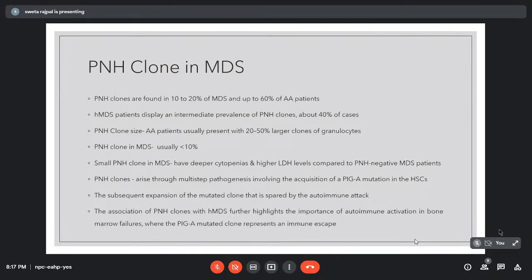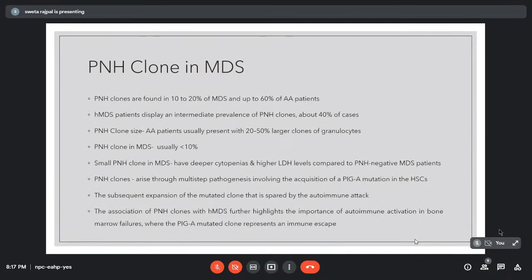But if you see the PNH clone size, it is very small in MDS when compared to aplastic anemia patients. But this small PNH clone can also cause deeper cytopenia and higher LDH levels compared to PNH-negative MDS patients. Because of this hemolysis and all those things, the patient can even develop more hypoplasia and more cytopenias in a typical MDS.